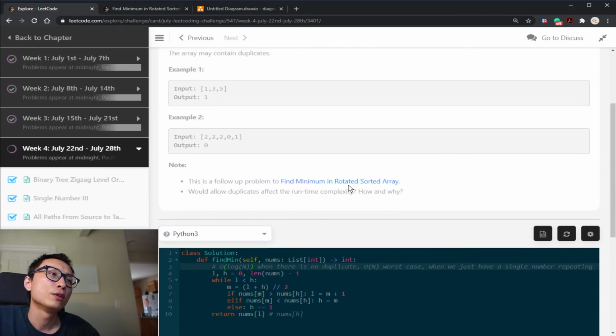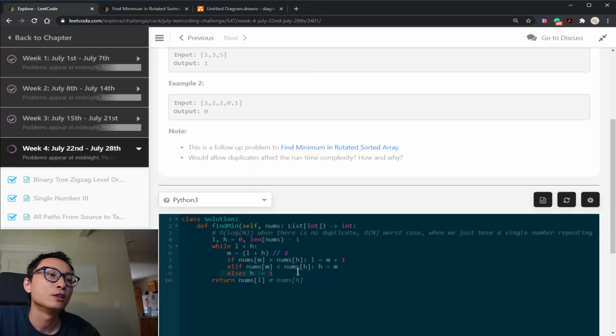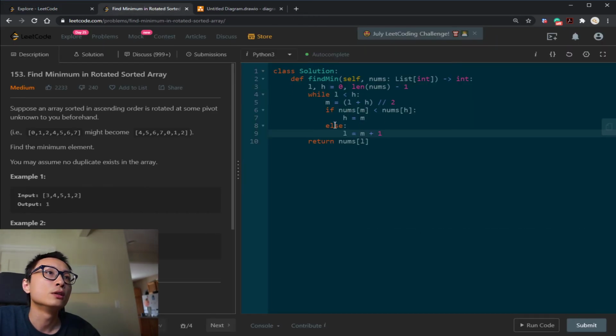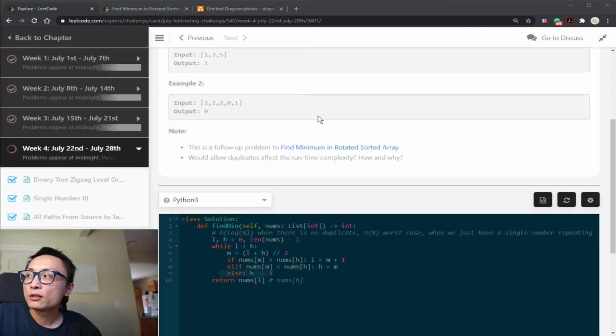For the prior question, it's basically just getting rid of this case. So the code is just that. We have two branches inside this binary search code. For this 153, the rotated sorted array with no duplicates, it's guaranteed to be in log time. Yeah, all right. So that's this question, and it's a prior question today. Binary search.